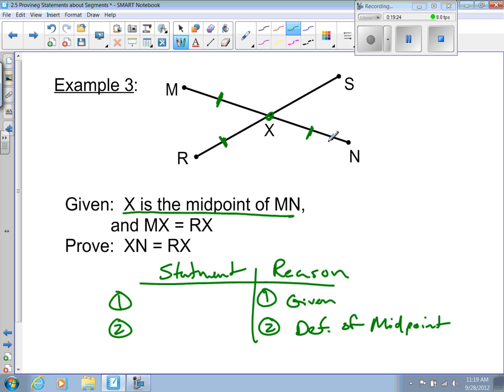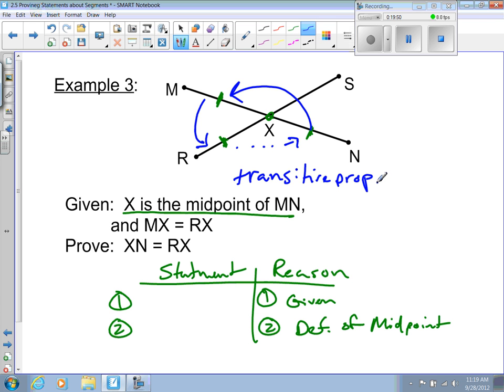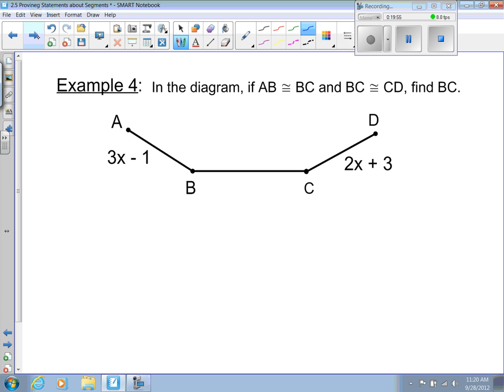And then we want to prove that XN equals RX. And if this equals this, and this equals that, why does this equal this? Okay, so this and that are equal. This and that are equal. So why are these things equal? That's that transitive property. Transitive property of segment congruence. So that wasn't a formal proof. You could turn that into a formal proof pretty easily.